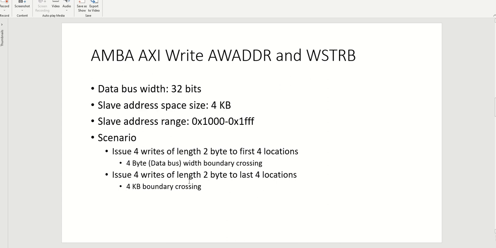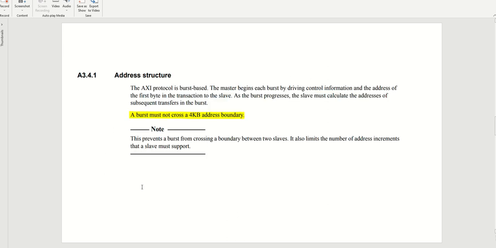And here, what we are interested in is understanding the effects of the write crossing the data bus width boundary. And next, we will look at issuing 4 writes of length 2 bytes to the last 4 locations of this address range, and we will look at the effects of the write crossing the 4 KB boundary. All right, so we will look at that.